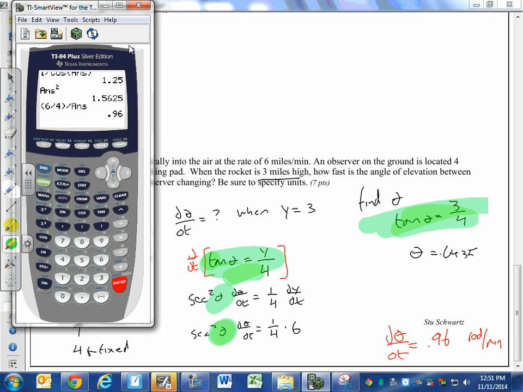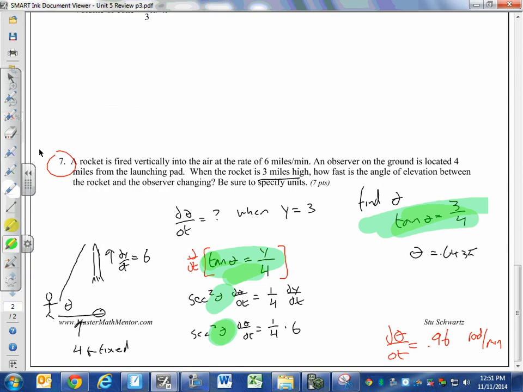You got everything else besides the theta part, right? So, if you find theta, use tangent of theta is equal to y over 4. We're trying to find it when the rocket is 3 miles high, so when y is 3. Tangent of theta is 3 over 4. Tan inverse both sides to solve for theta. That's the angle. Make sure you're in radians. Okay. Yeah, that's what I got.